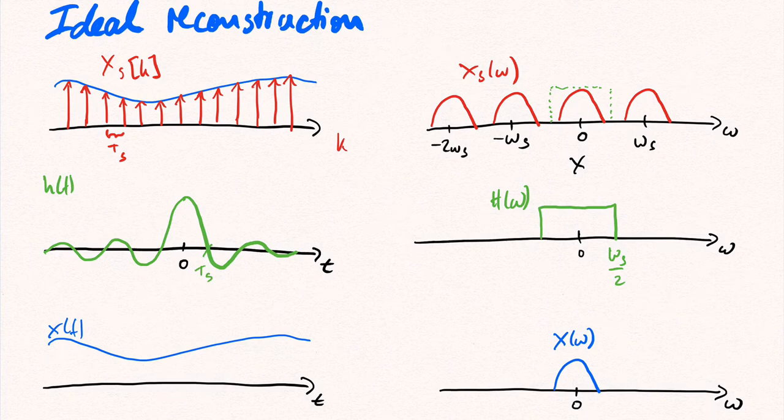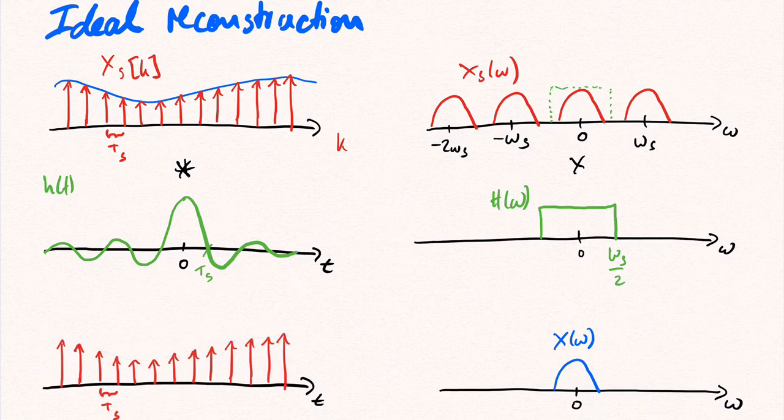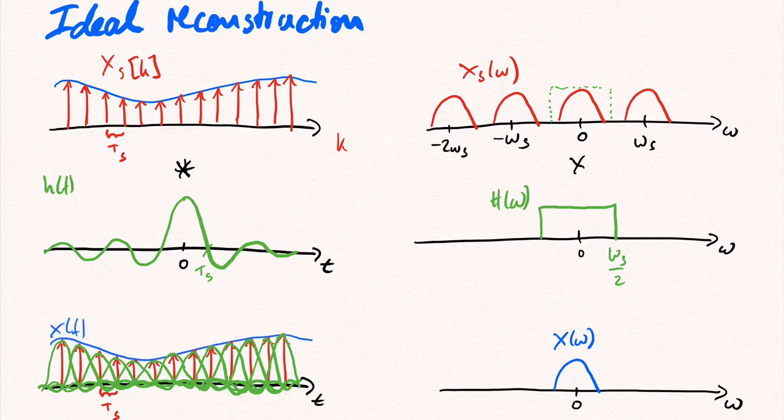Since we have multiplied the spectrum of the sampled signal with the filter in the frequency domain, we now have to convolve the samples with the filter impulse response h(t) in the time domain. So for each Dirac delta, which represents a sample, we get a shifted and scaled copy of h(t), which is the sinc. All shifted and scaled sincs, where we have one sinc for each sample, then form the original signal x(t).